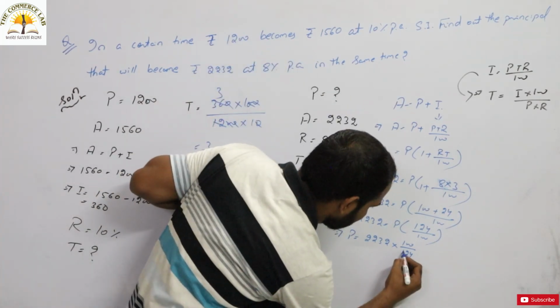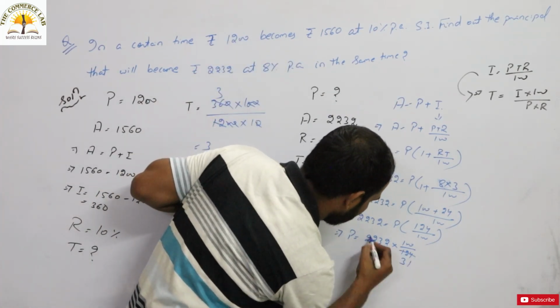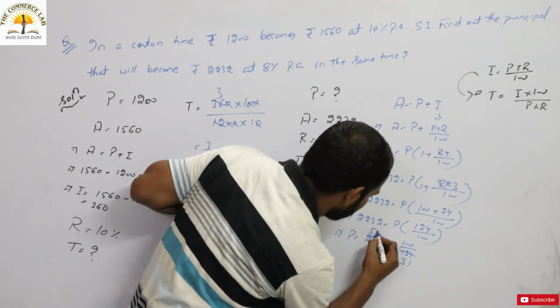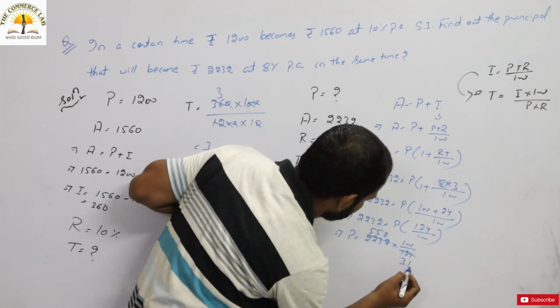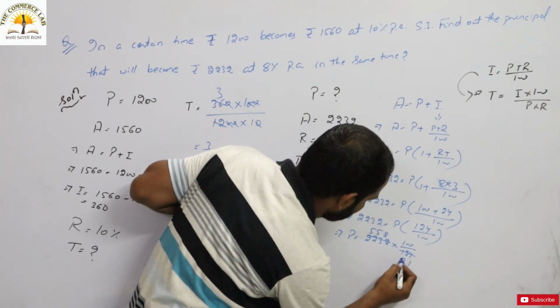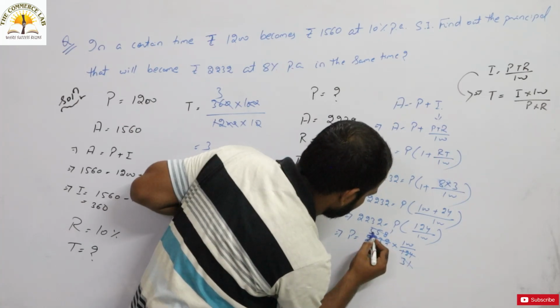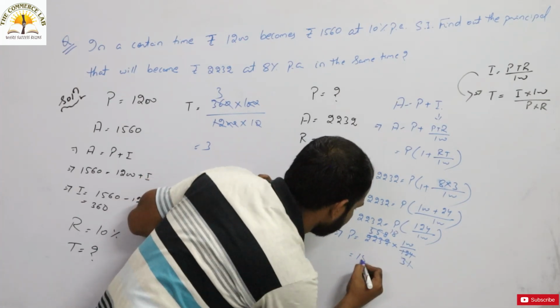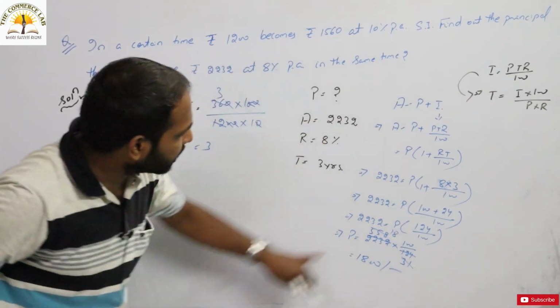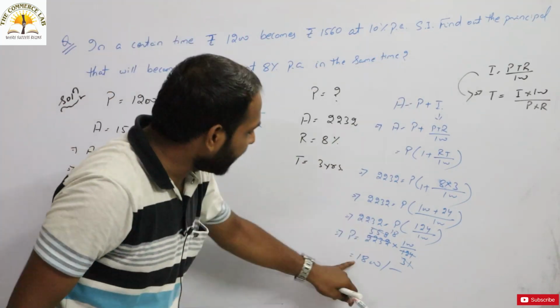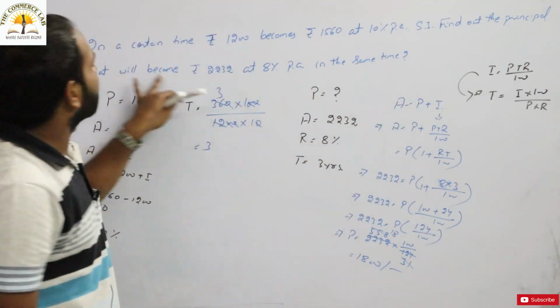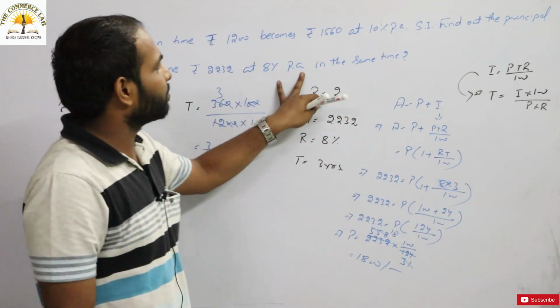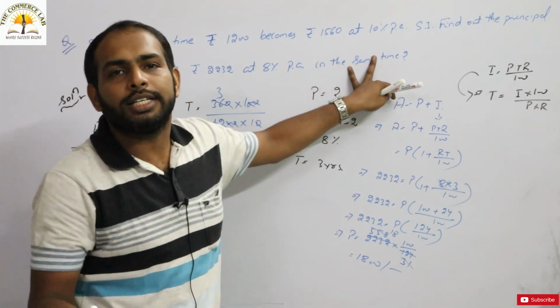Then on dividing, we get 18. So 18 into 100 is 1800. So this is your principal. So a principal of 1800 becomes 2232 at 8% per annum in the duration of 3 years.